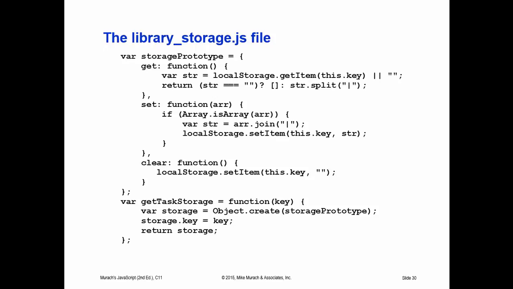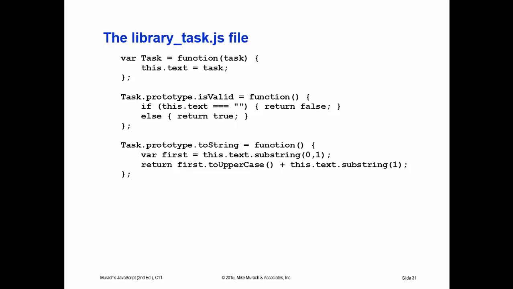What's also shown here in the book on page 337 and on this next slide here is the task library for working with individual tasks. It contains a constructor named task, which accepts a parameter named task. Within the constructor, a property named text is created and assigned to the value of the task parameter. After the constructor function, the code adds two methods to the prototype object.